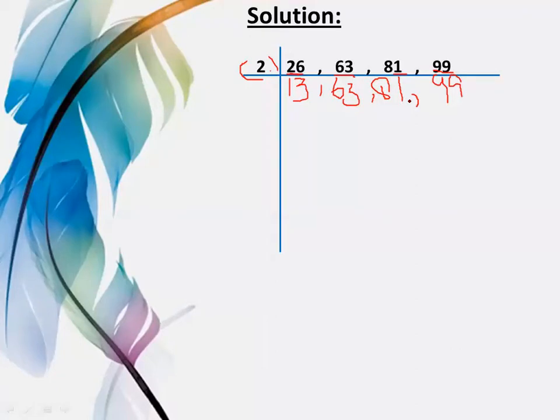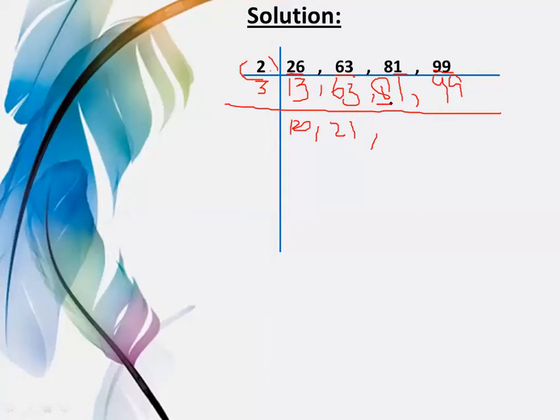So we will move on to the next prime number, that is 3. We will take 3 as our next prime number and try to divide at least two of these numbers. 13 cannot be divided by 3, so we will copy it as it is. Then 63 can be divided by 3. So 3 into 2 will become 6 and 3 into 1 will become 3. 81 again can be divided by 3.